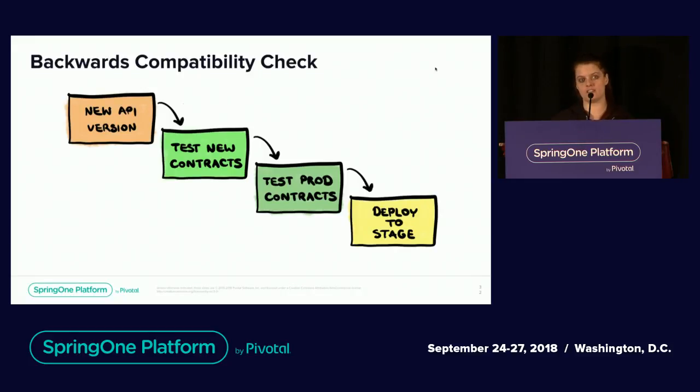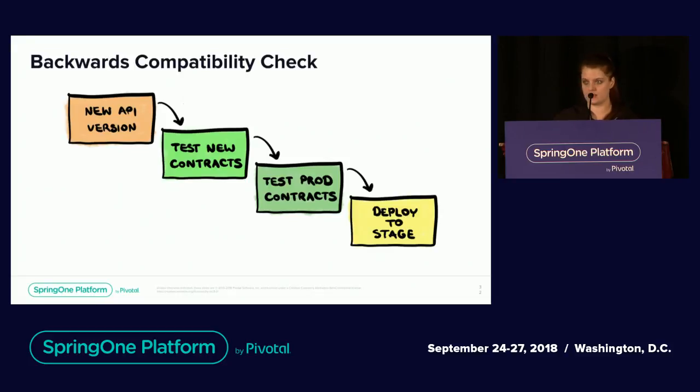Then we can add an additional step to our pipeline. So once we have tested our producer app against our current contracts, what we can do is fetch the contracts that are right now in production and test against them. So what will happen then is that our API will be backwards compatible. And only when it passes, we can deploy it either to stage or some other environment.